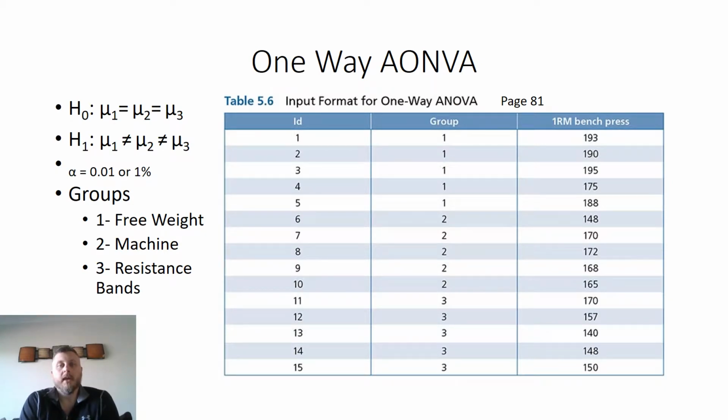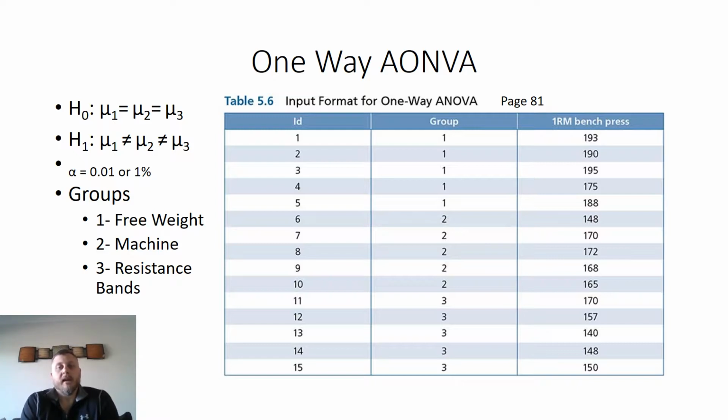Digging a little deeper into one-way ANOVA, here's table 5.6 from page 81, and before we get into the table, we're going to look over here on the left-hand column. We're going to preface it some. What we look for in this type of test is the null hypothesis, which suggests that the mean of 1 is equal to the mean of 2 is equal to the mean of 3, or the alternative hypothesis, which suggests that the means do not equal each other. That's just not in word sentence form, this is the abbreviated form.